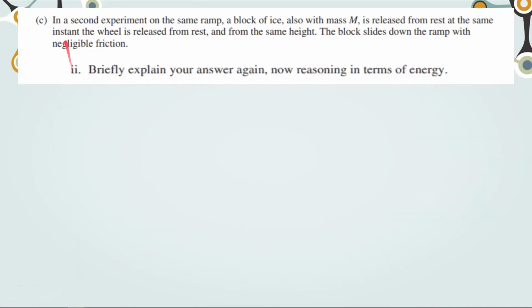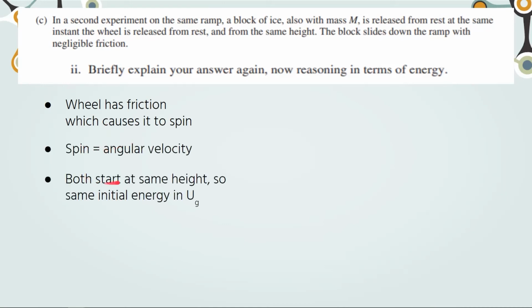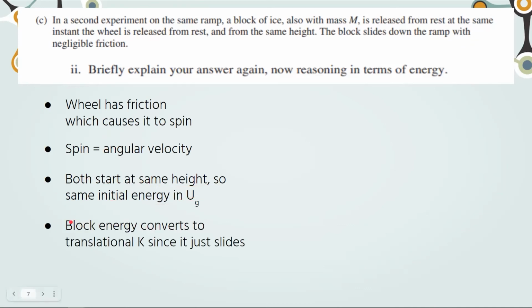Now for the second part of part C. Briefly explain your answer again, now reasoning in terms of energy. Let's focus on the energy portion now. Let's start with what we know. The wheel has friction, which causes it to spin, and spinning means angular velocity. Note that both start at the same height, so they have the same initial gravitational potential energy. And both end up falling down the ramp.